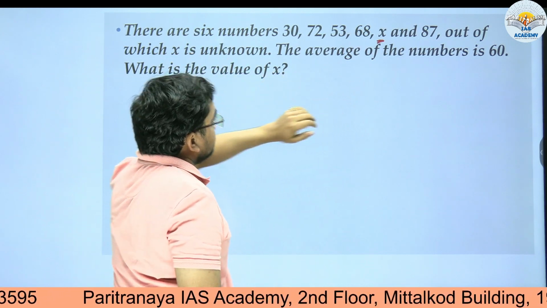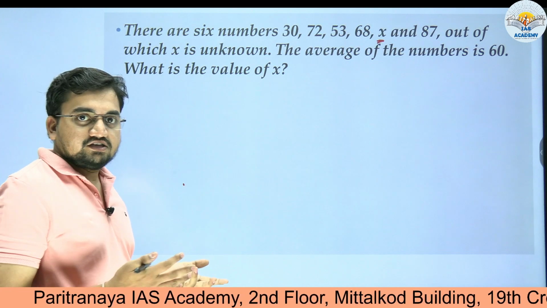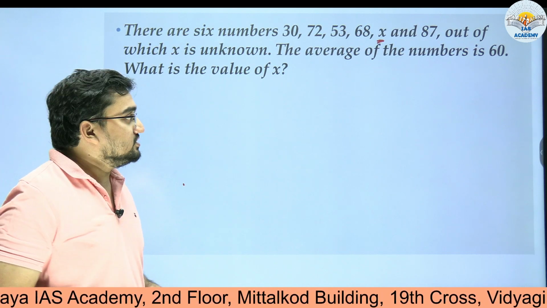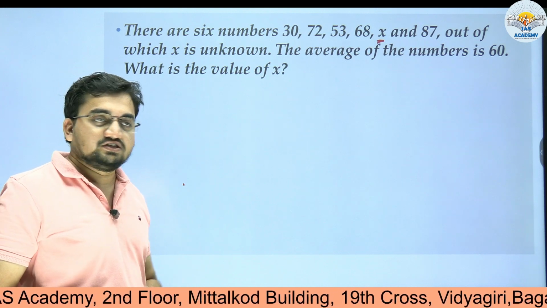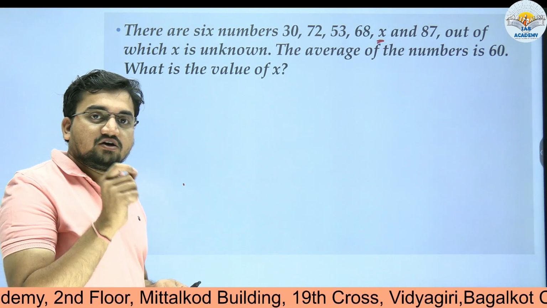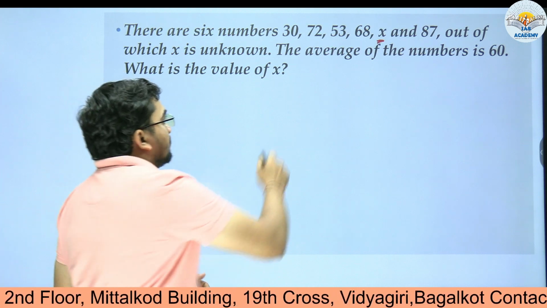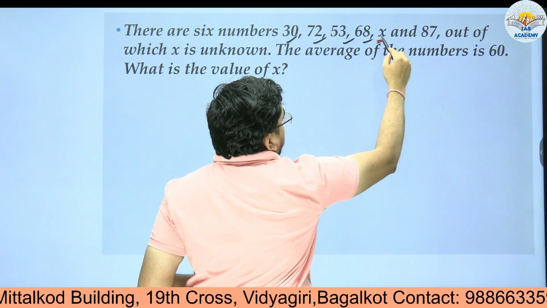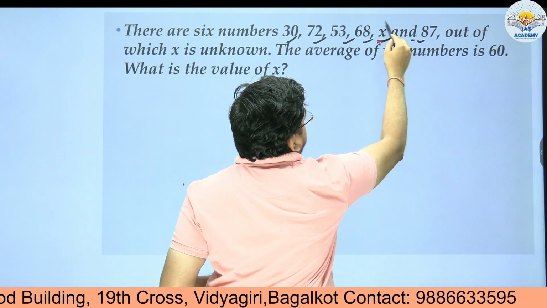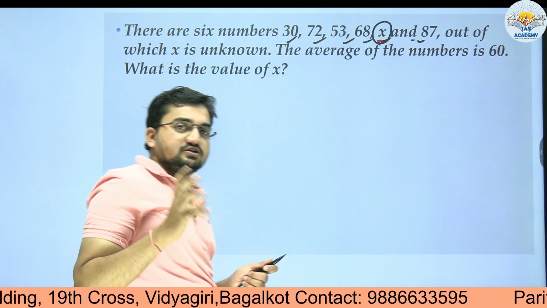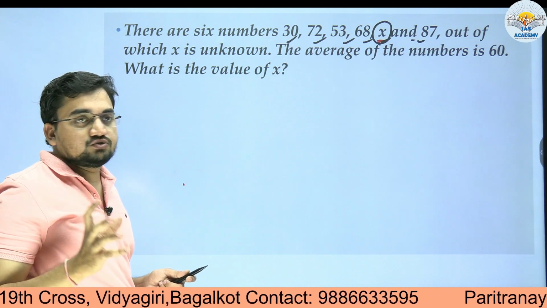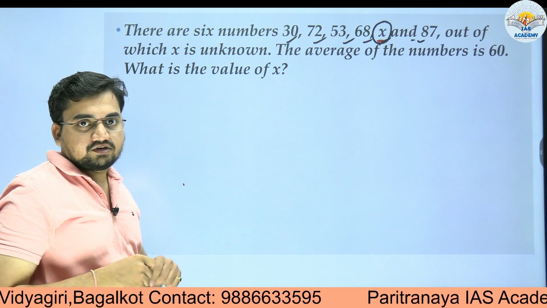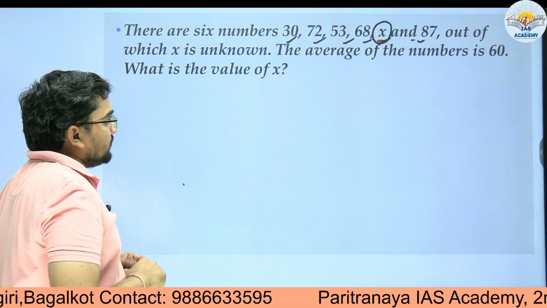The average of the numbers is 60. But in this case, they did not ask us what is the average of the series. Instead, they have given the average itself, but they are asking for one of the observations. So these are the observations, among which one observation is not known, and their demand is to find the value of x. Read the question once more if you are getting it.